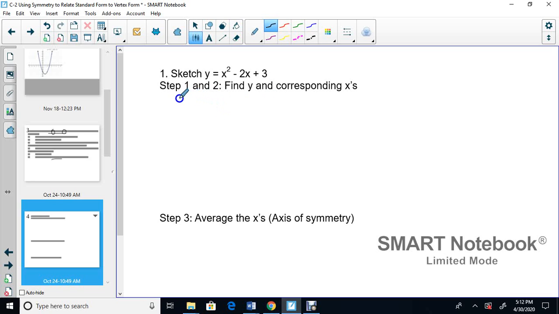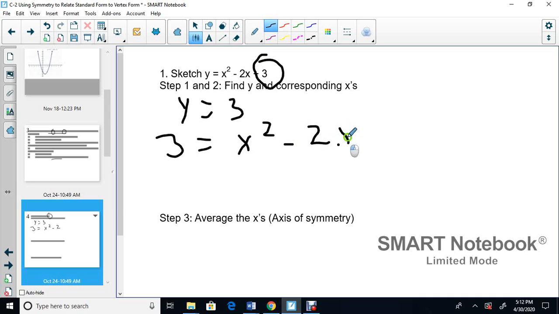So first, we're going to make y equal to 3. We're always going to make it equal the last number. So we're going to make y equal to this number. So we're going to make y equal to 3. That means 3 equals x squared minus 2x plus 3.